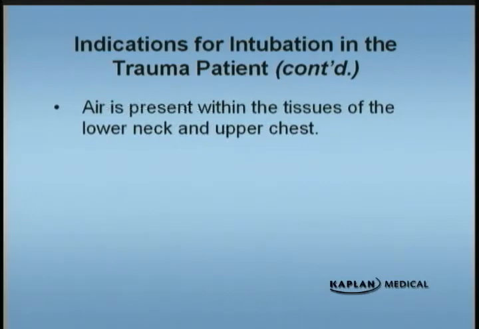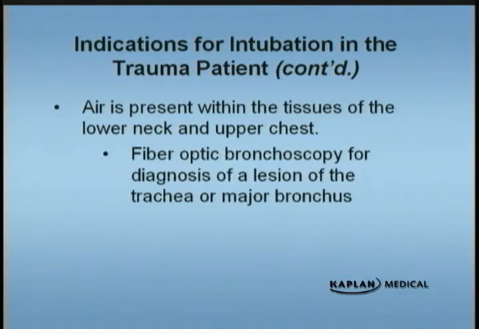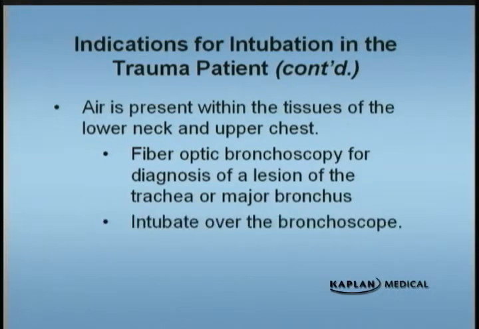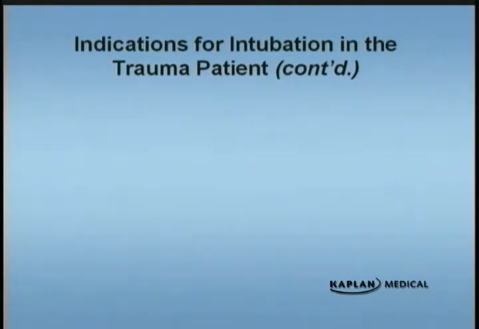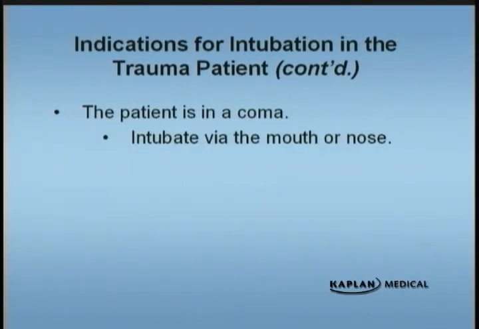Another indication is if air is present within the tissues of the lower neck and upper chest. In that case, a fiber optic bronchoscopy for diagnosis of a lesion and the intubation are the technique to be used. The fiber optic bronchoscopy gives you the diagnosis of a lesion of the trachea or major bronchus, and we intubate over the bronchoscope. Another indication would be the patient is in coma. In that case, you can intubate via the mouth or nose, but obviously no anesthetic is needed.